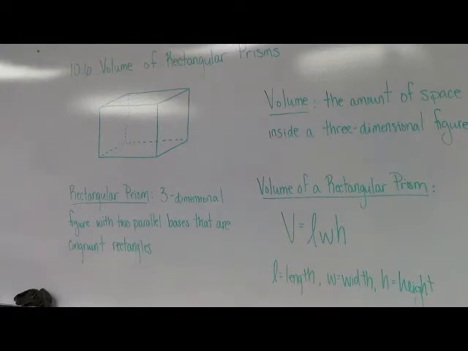Then we move over to volume. Volume, again, is the amount of space inside a three-dimensional figure. So to find the volume of a rectangular prism, you use the formula volume equals LWH, where L is the length, W is the width, and H is the height. So all you're doing is multiplying the length times the width times the height. So make sure you get all those definitions copied down properly and neatly, please.